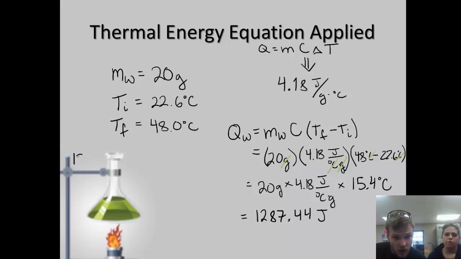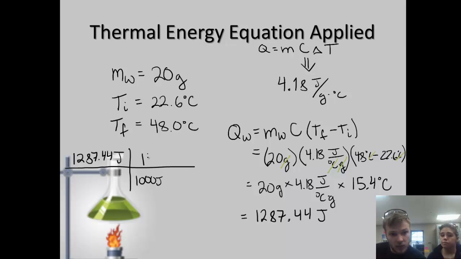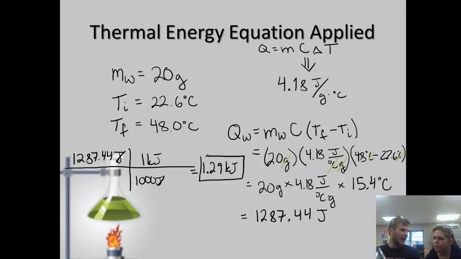If we've got 1287.44 joules and I want to go to kilojoules, remember, there are 1,000 joules in 1 kilojoule. 1,000 means kilo. Dividing by 1,000 is the same as moving the decimal place 3 times to the left, and I get 1.29, rounded, kilojoules. But that's not what my bag is in. My bag is in calories, which is actually kilocalories. So let's convert this.